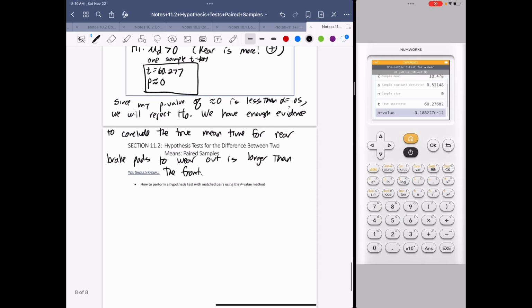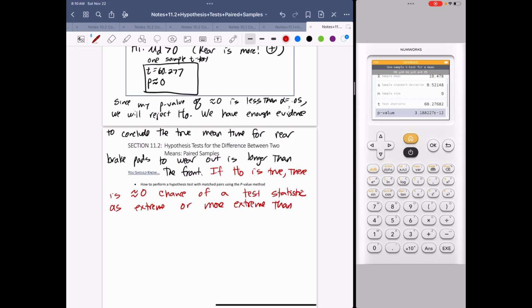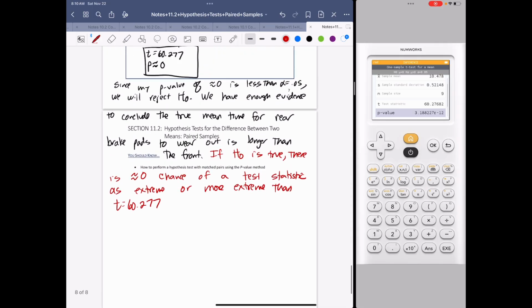And lastly, I'm going to say, for my p-value, if H0 is true, there is approximately 0% chance of a test statistic as extreme or more extreme than ours. And ours is T equals 60.277. And that's it for matched pairs.